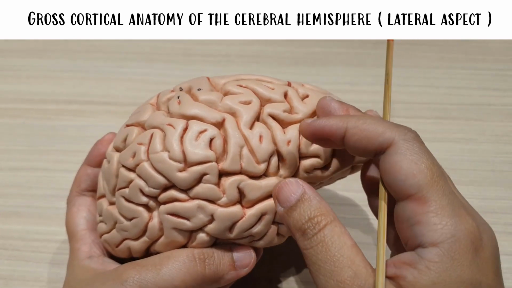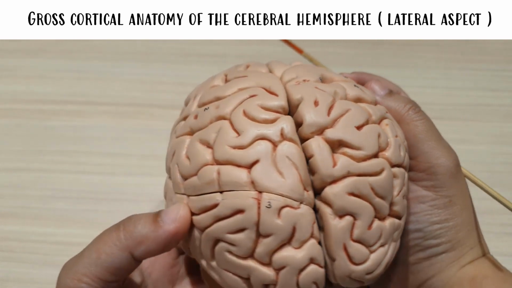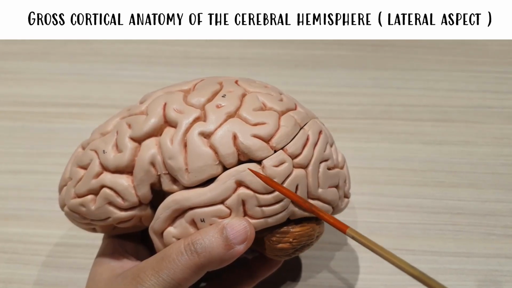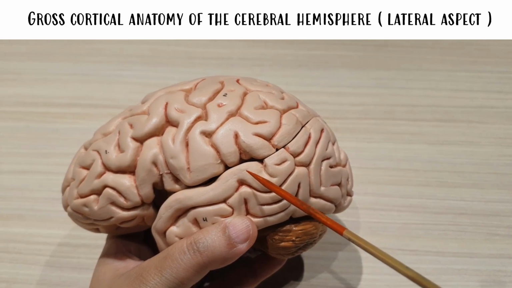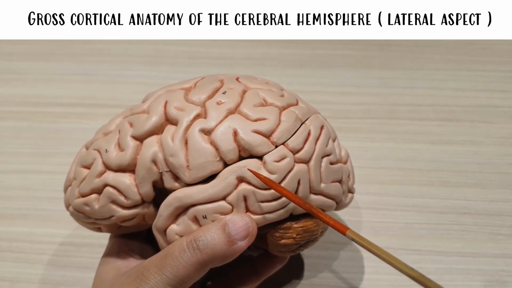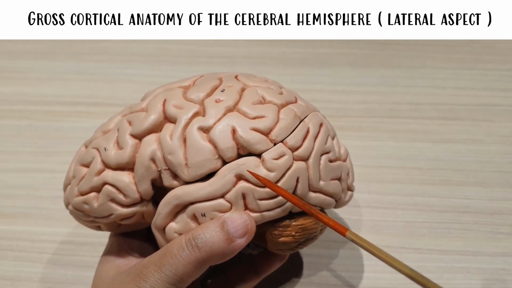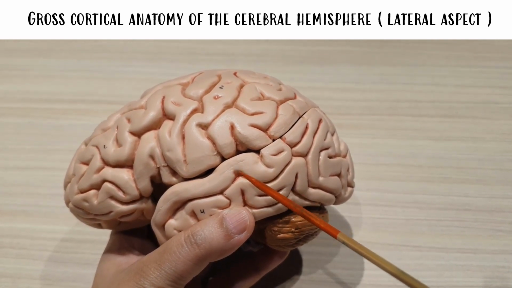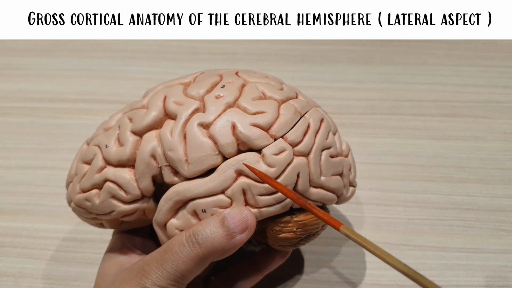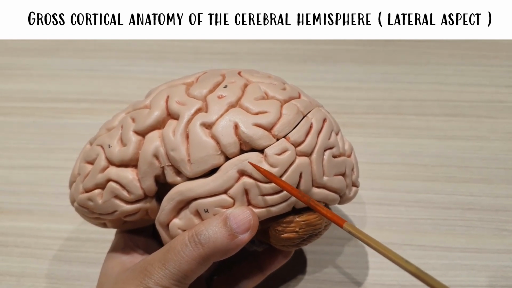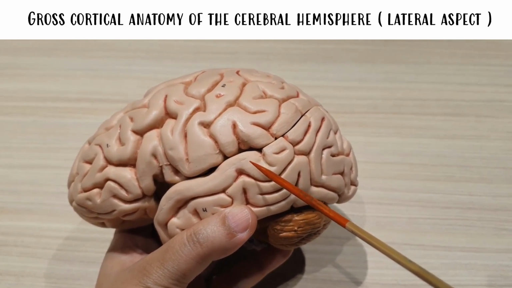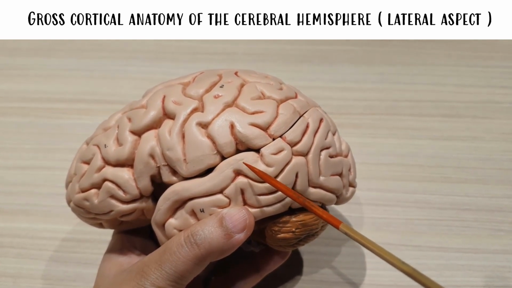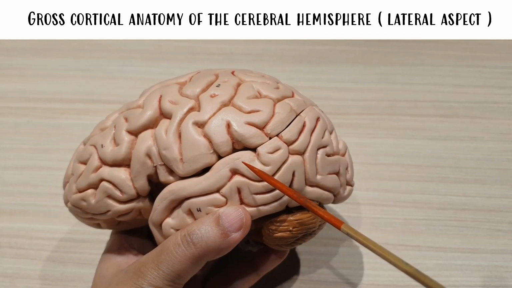As we turn to the left cerebral hemisphere, you can appreciate the Brodmann's area 22 here in the superior temporal gyrus of the left cerebral hemisphere, and this is actually your Wernicke area. This functions for language. A lesion on the Wernicke area would result in a Wernicke aphasia.